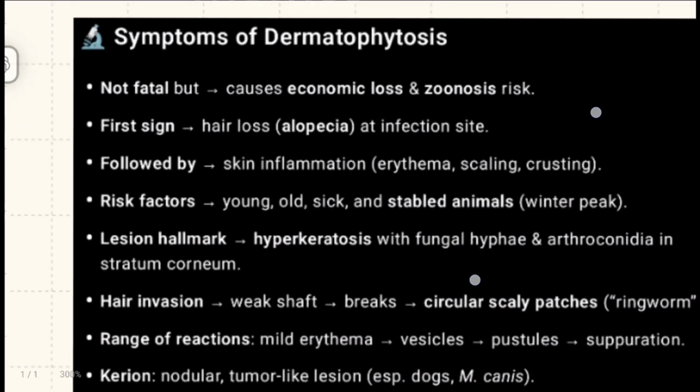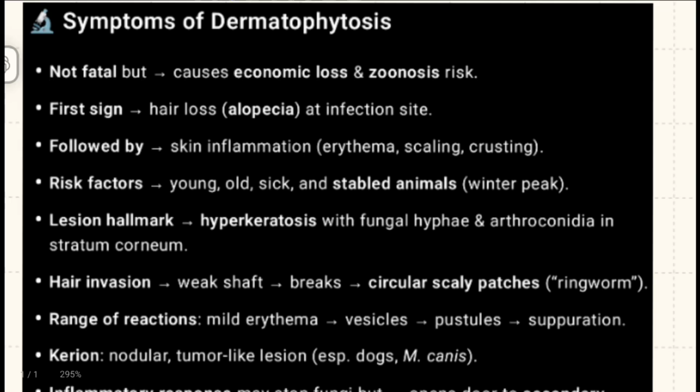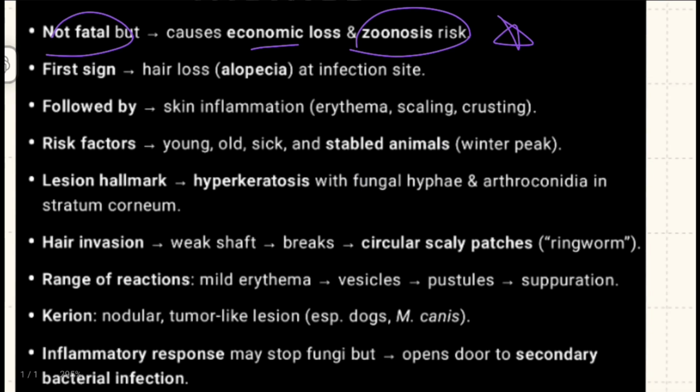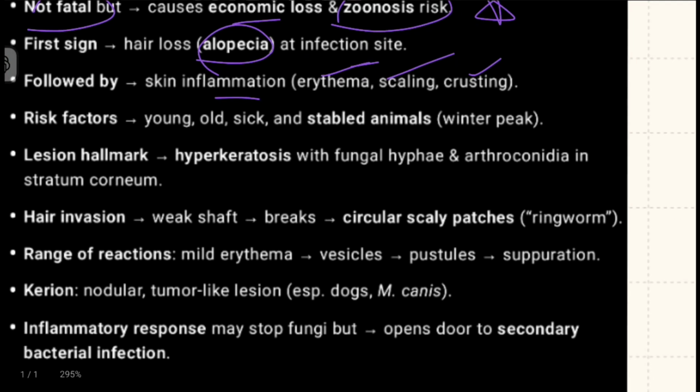Symptoms of dermatophytosis involve: the disease as such is not fatal, but it may cause severe economic and zoonotic risk. The first sign always involves the loss of hair, that is alopecia at the site of infection, which is followed by skin inflammation causing erythema, scaling, and crusting of the lesion. The risk factors of this disease are young animals, old animals, sick and stabled animals, rather than those animals which are on pasture. Also, ringworm is mainly noticed in winter season.